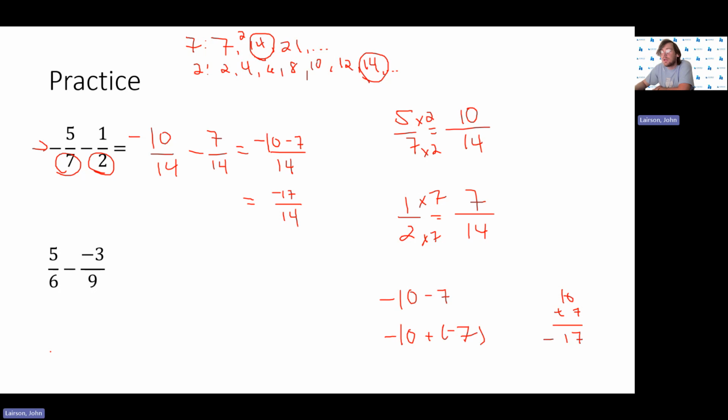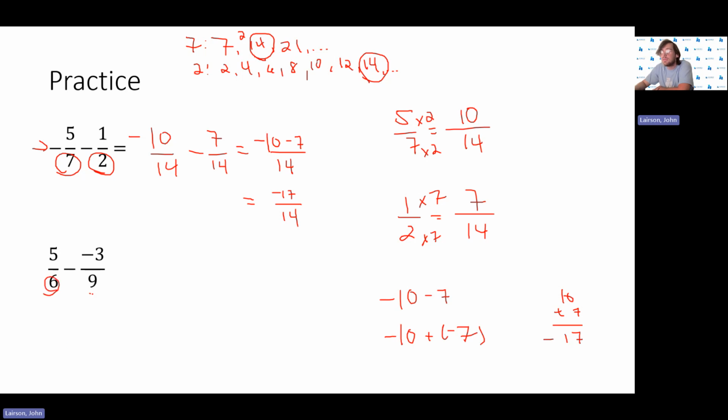So let me, I should have enough space here. Let's do the 5 over 6 minus negative 3 over 9. So we can see in this one, right, they threw the negative sign on top. Otherwise, it would get messy. But that's why it usually goes on top. You could put it in the bottom, but it gets messy.